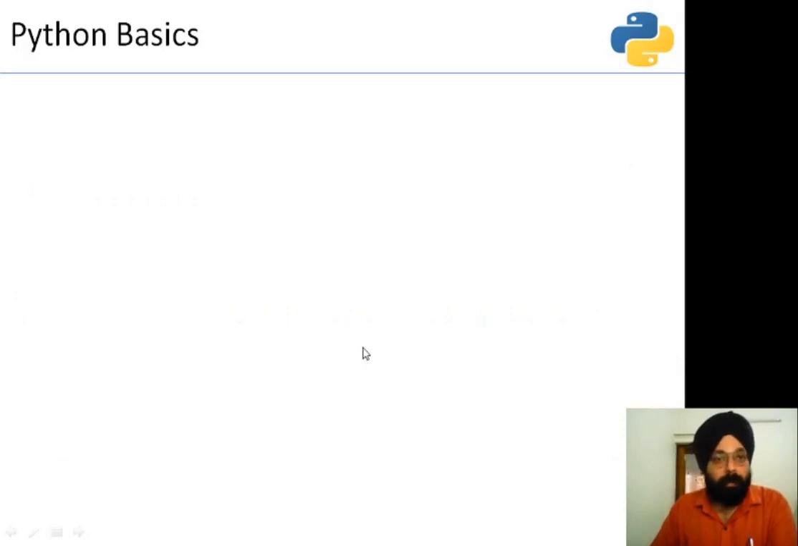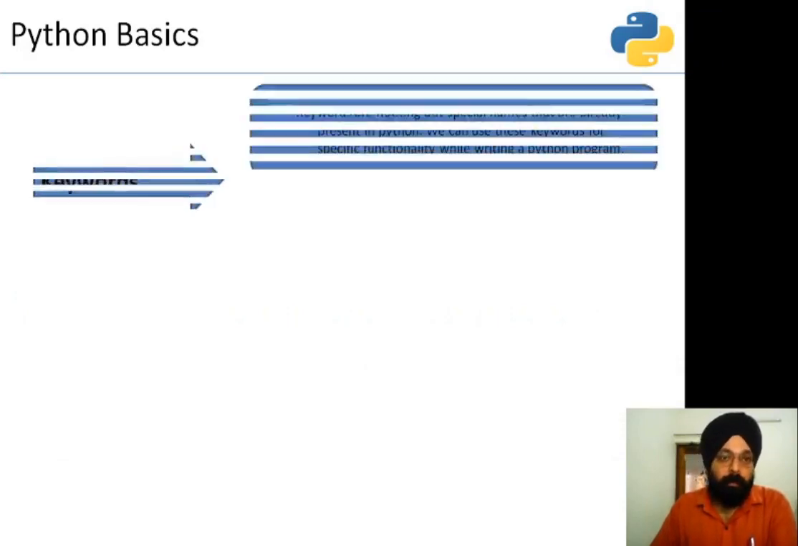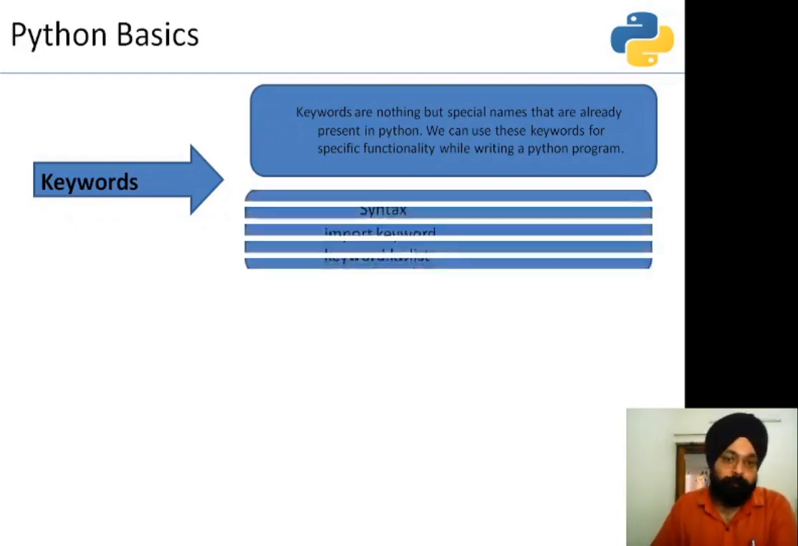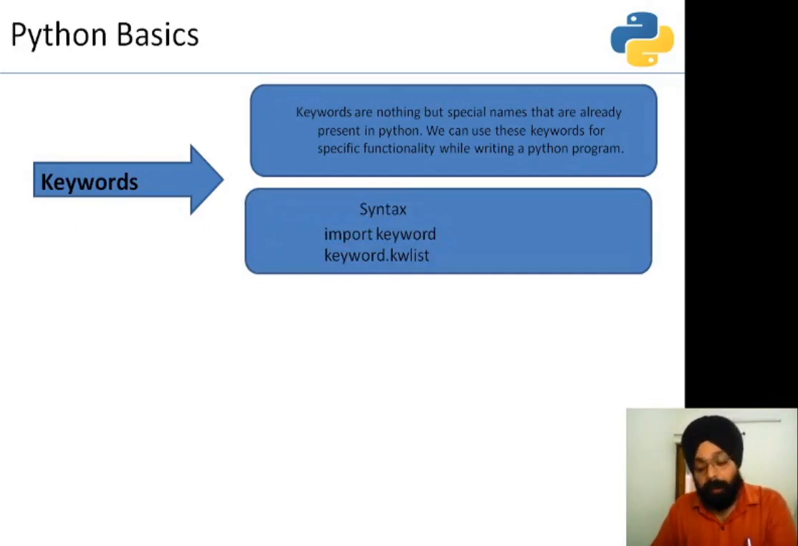Now we're going to study some of the basic concepts of Python. So first and foremost is keywords. Keywords are reserved words. Keywords are nothing but special names that are already present in any language, or in Python. We can use these keywords to specify a functionality while writing a Python program. The syntax for getting the list of keywords is simple. We have to import keyword and then we have to write keyword dot kwlist.